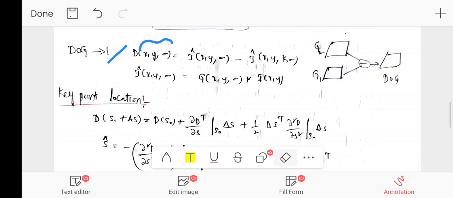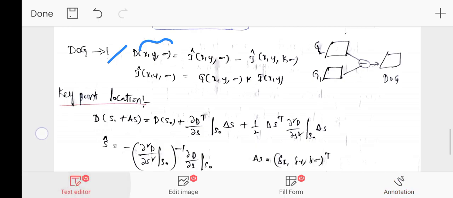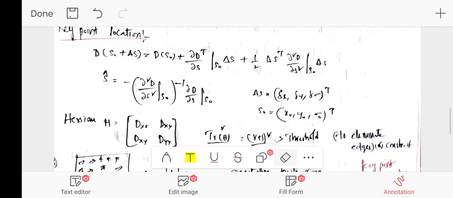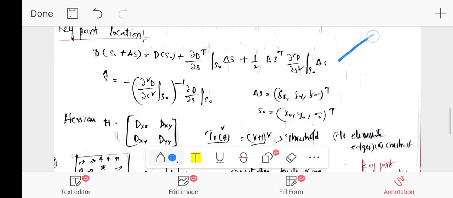The second one, key point localization, means that by using a Taylor series expansion, you have to identify the corresponding location. With the help of the Taylor series expansion, you have to identify D dash of x, that is nothing but del square D by del s square with respect to s naught. Then you calculate the corresponding values and you can identify.